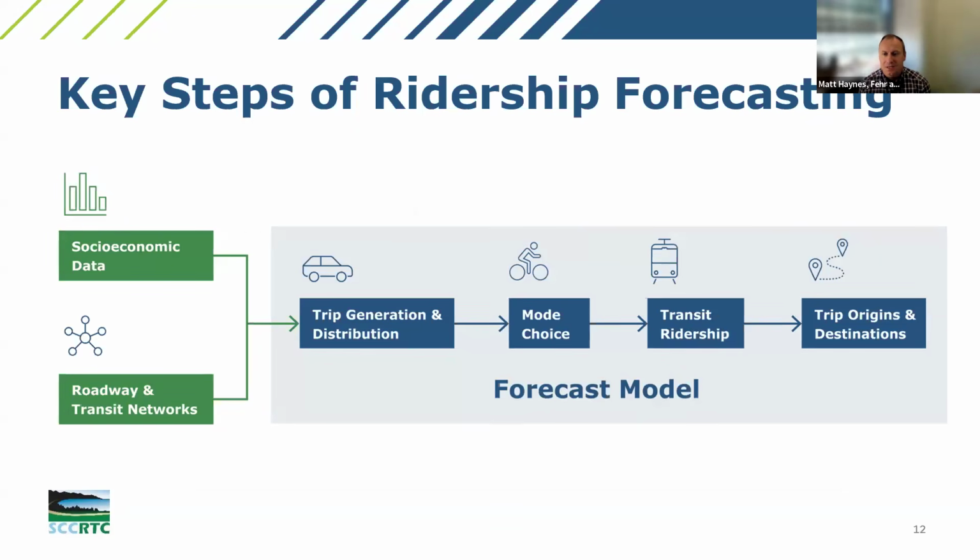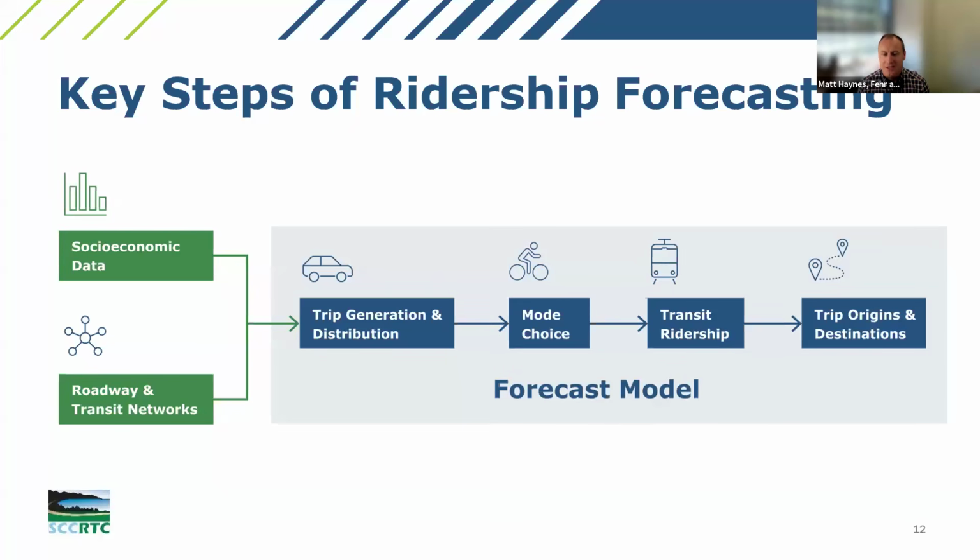There are a few steps involved in the ridership forecasting process. Without going into a lot of detail on each of the technical steps, at a high level, ridership forecasting is a form of modeling tool that accounts for factors like socioeconomic data, and then characteristics of the transportation system. So where roads are connected to one another, and how transit networks such as bus and future rail networks might be connected to one another.